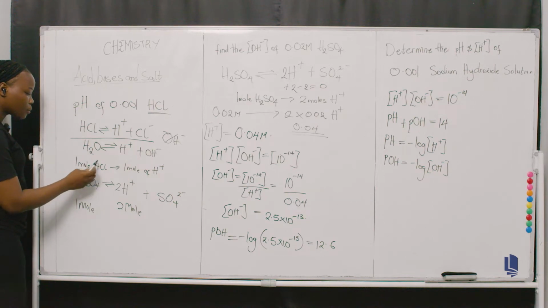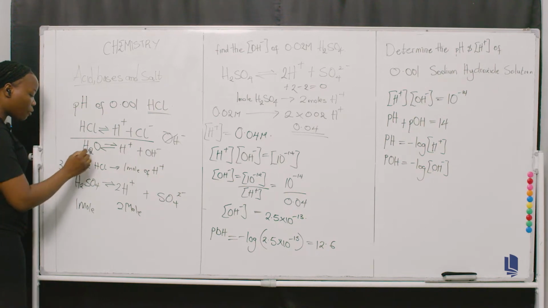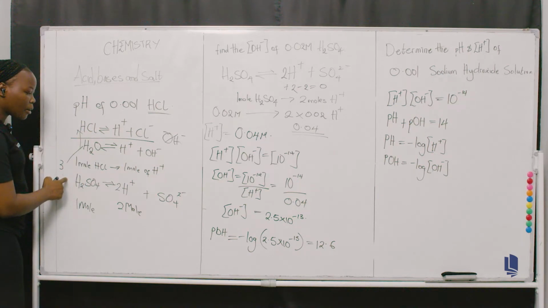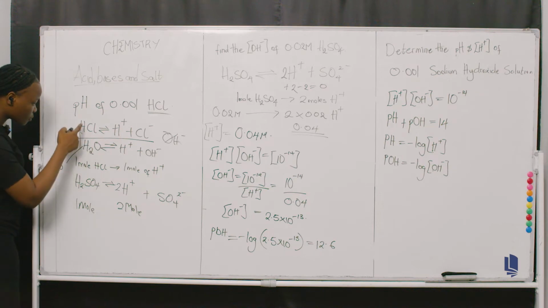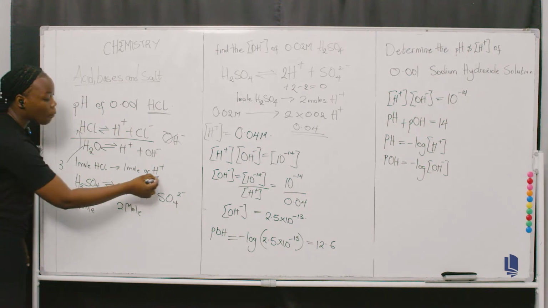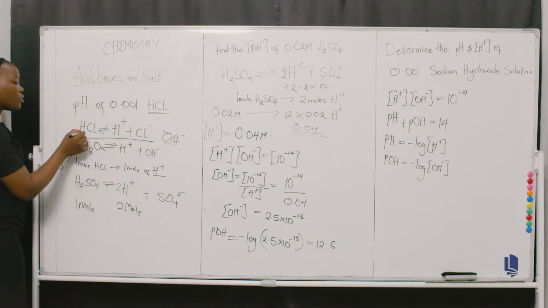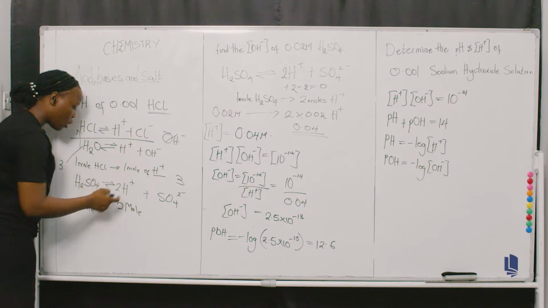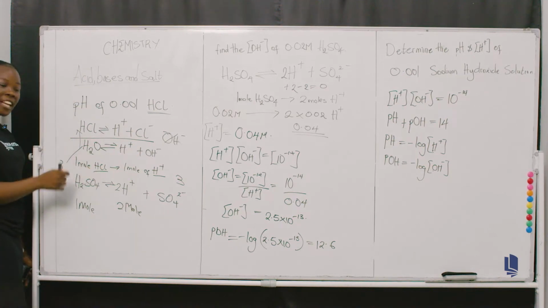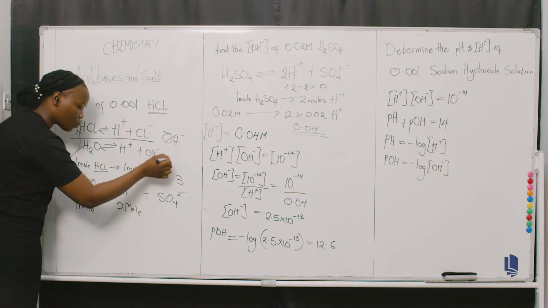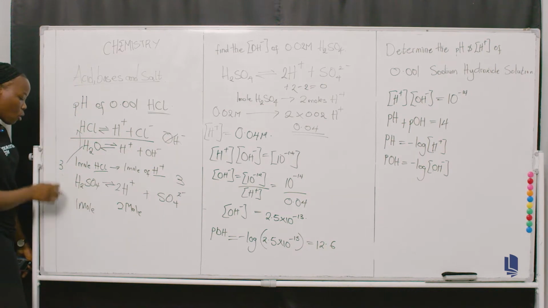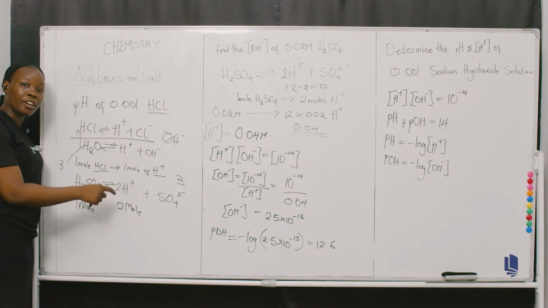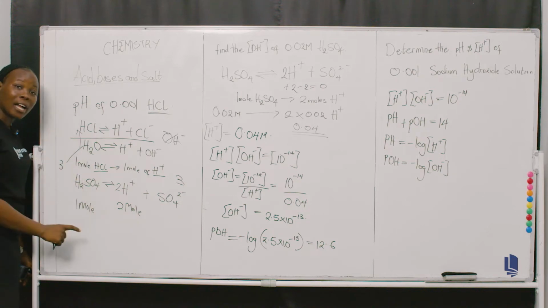So if I have 3 moles of HCl, and I'm told to determine how many moles of hydrogen ion 3 moles of HCl would produce? Definitely it will be 3, because it is ratio 1 to 1. So 1 mole of HCl will ionize to give 1 mole of H plus. Unlike H2SO4, 1 mole of H2SO4 will ionize to give 2 moles of hydrogen ion. Why? Because they are in ratio 1 to 2.